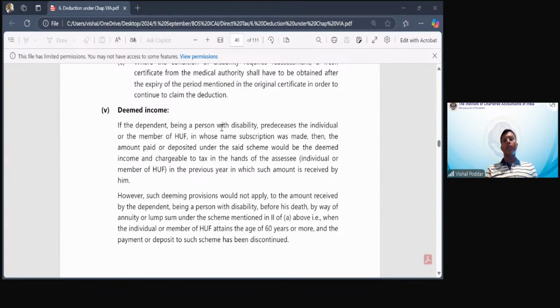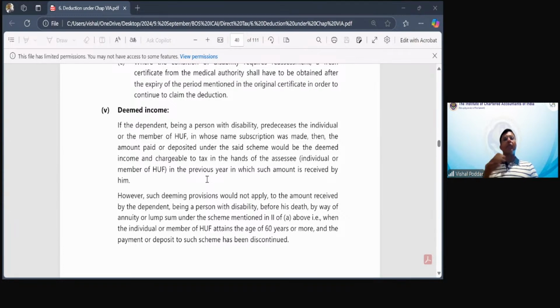If the dependent being the person with disability predeceases, means the person expires before you, that is what predeceases means, the individual or the member of HUF in whose name the subscription was made. So I was making the subscription. Then the amount paid or deposited under the said scheme would be deemed income and chargeable to tax in the hands of the assessee or the member of HUF in the previous year in which such amount is received. So if I receive the amount because of the death of the dependent person, then the amount is taxable in my hands. Now let us say vice versa happens.